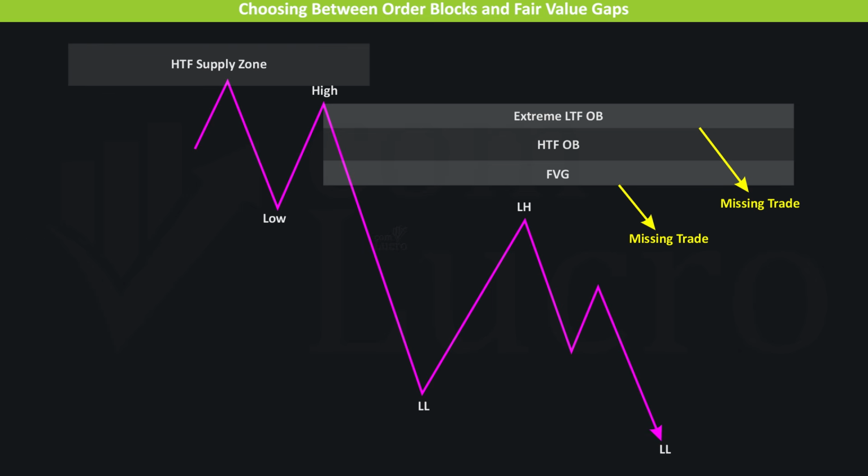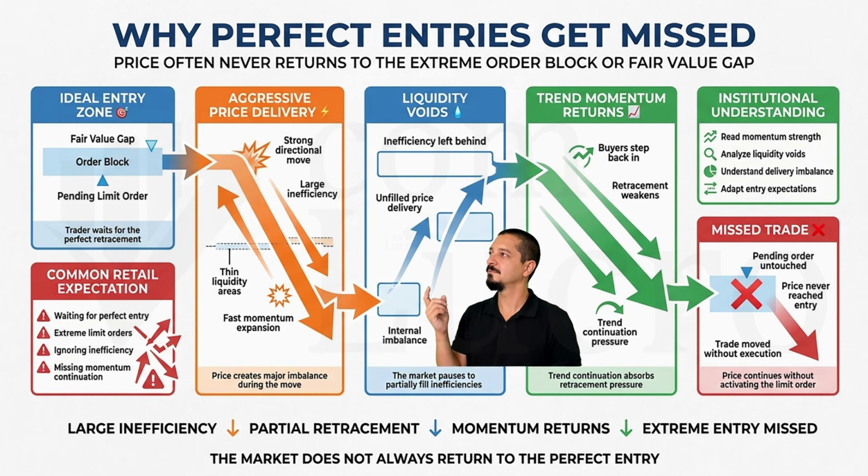The main reason price behaves this way is the level of inefficiency it creates while attempting to retrace toward the fair value gap or order block positioned at the extreme. When price forms a large inefficiency on its way to those zones, it leaves behind significant liquidity voids. As a result, the market often pauses to fill those voids before continuing. However, once the retracement aligns again with the dominant trend direction, price struggles to move far enough in the opposite direction to reach the pending orders sitting at the extreme order block or fair value gap.